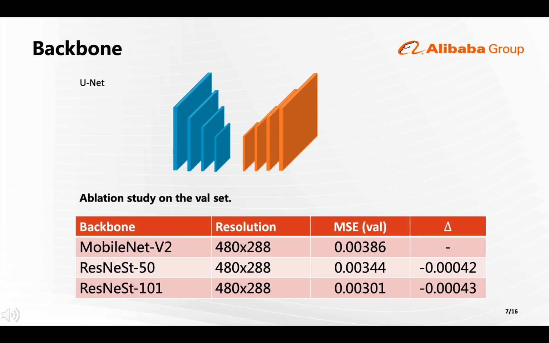We adopt the simple but efficient UNet architecture to verify the effectiveness of different backbones, such as MobileNet v2, ResNest 50, and ResNest 101. And the results show that, among these backbones, ResNest 101 achieves the best performance. Therefore, we chose ResNest 101. In order to ensure a quick training and testing, we did not test other bigger backbones.